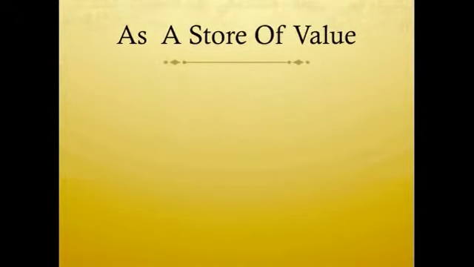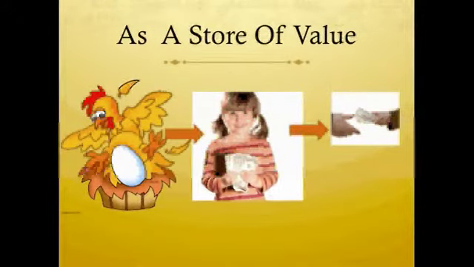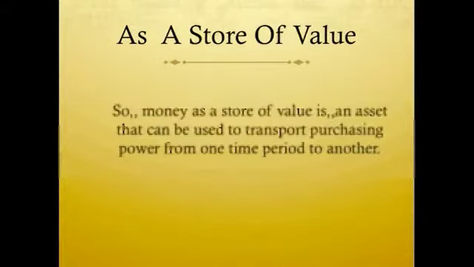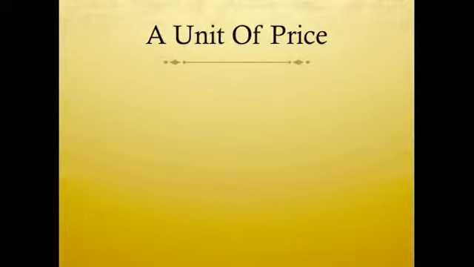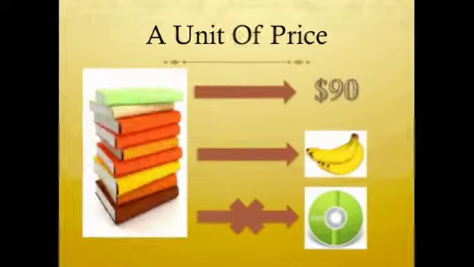A store of value. If you raise a chicken and at the end of the month you sell them, you may keep some of your earnings until the time you want to spend it. Money as a store of value is an asset that can be used to transport purchasing power from one time period to another. A unit of account. A textbook is quoted as costing $90, not 150 bananas or 5 DVDs.